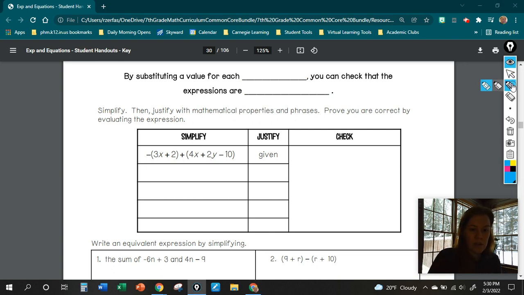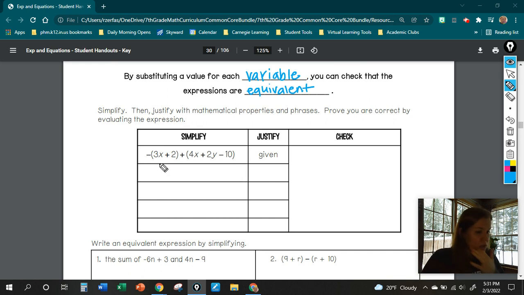We're going to use a little bit of checking this time to ensure that we're doing everything right and to kind of prove that these properties do work. So by substituting a value for each variable, you can check that the expressions are equivalent. When we start with this top expression, we should be able to check that it matches whatever we get down there by substituting in a value for the variables. So let's go through. We're going to simplify, and we're going to justify why we can do it, and then we're going to prove that we're right.